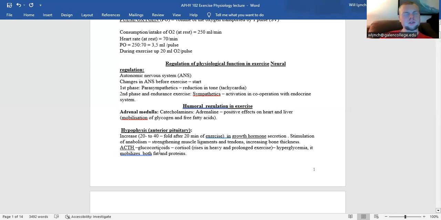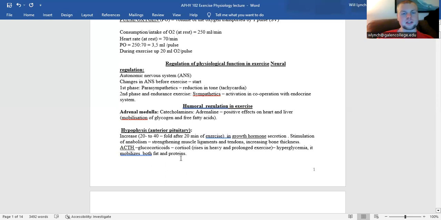As far as the hypothalamus is concerned, we have the hypophysis between the anterior pituitary and the hypothalamus. The anterior pituitary signaling is going to increase, and we're going to increase hormonal production of growth hormone. Growth hormone is going to stimulate anabolism, which is a building process: strengthening of all muscles, ligaments, tendons, things like that.